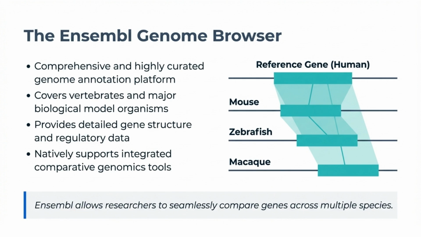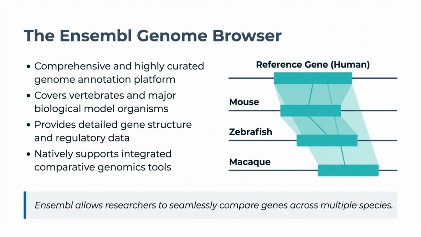It provides a highly curated platform for exploring genomes, especially vertebrates, and major model organisms. Ensembl allows researchers to examine gene structure in detail, including exons, introns, alternative transcripts, and regulatory annotations. One of its major strengths is that it integrates comparative genomics directly into the browsing experience. That means researchers can look at a gene and immediately connect it with homologous genes, conservation patterns, and evolutionary information. If you look at the slide, Ensembl is acting as both a genome browser and a comparative analysis platform.